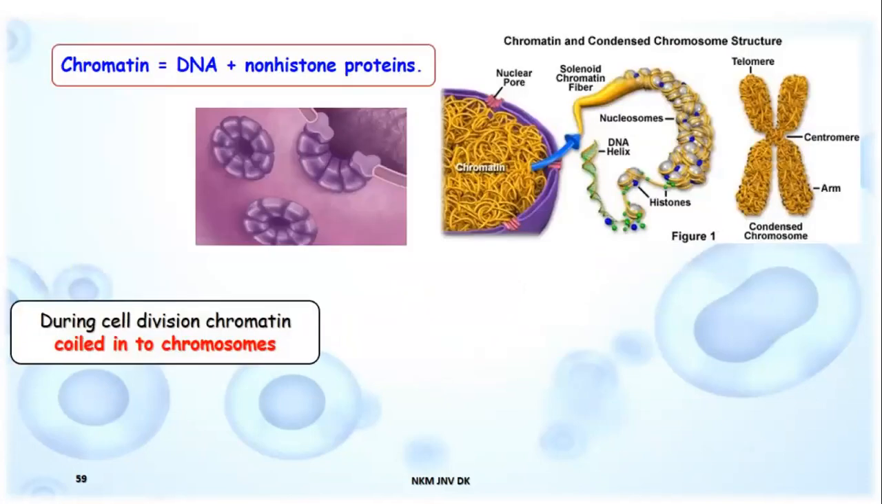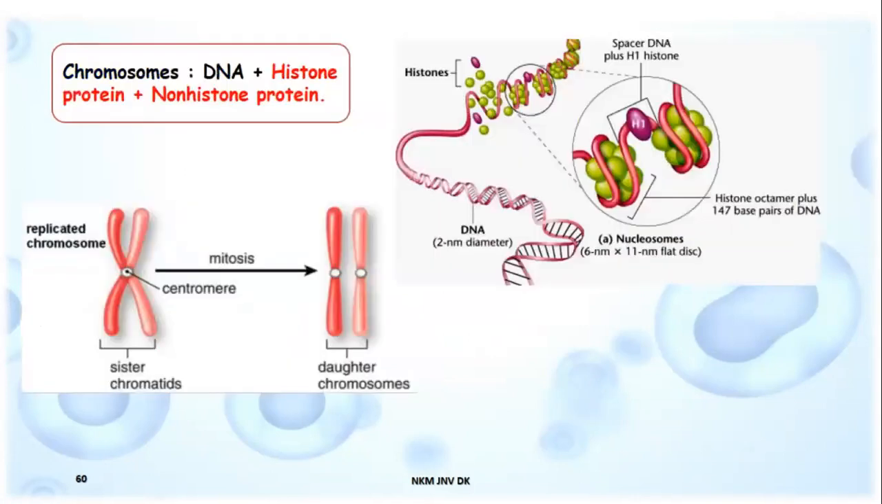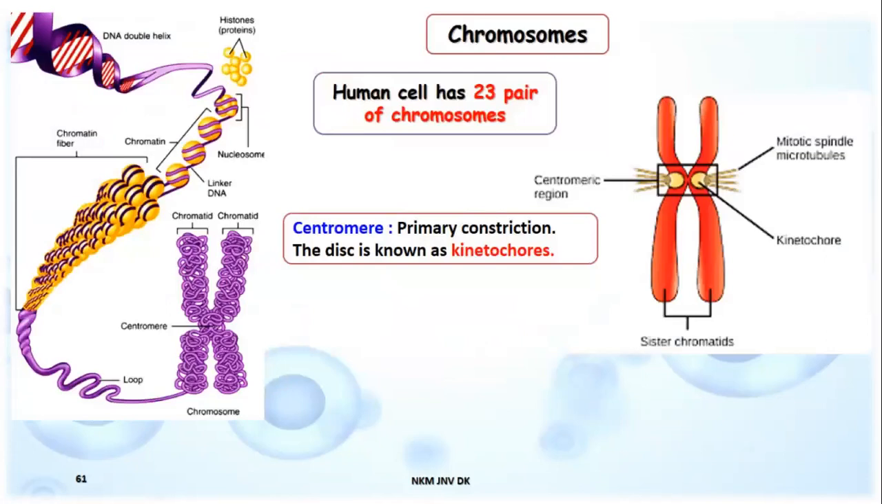Chromatin is equal to DNA plus histone and non-histone proteins. During cell division, chromatin is coiled into the chromosome. Chromosome is DNA plus histone and non-histone proteins. A human cell has 23 pairs of chromosomes. The centromere is the primary constriction, and the disc is known as the kinetochore.